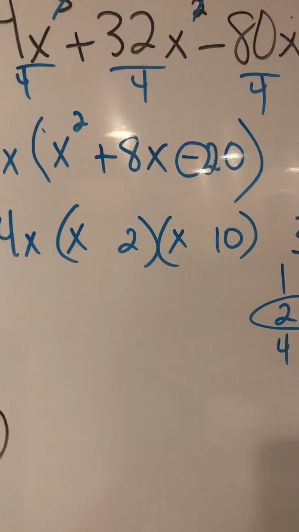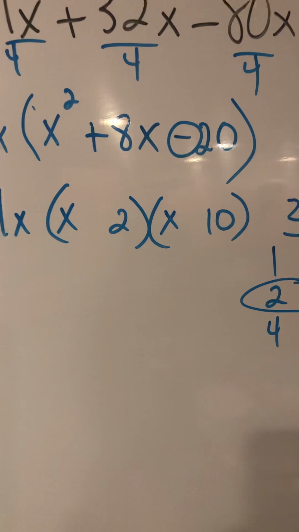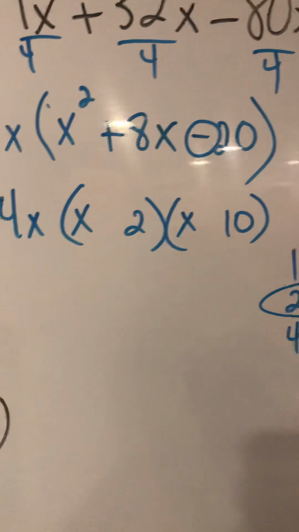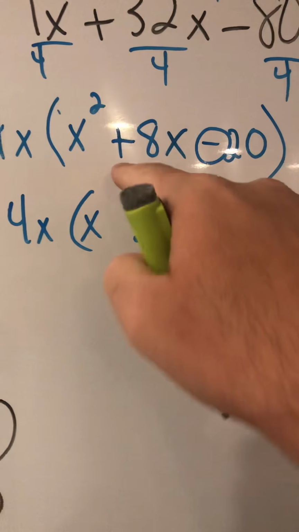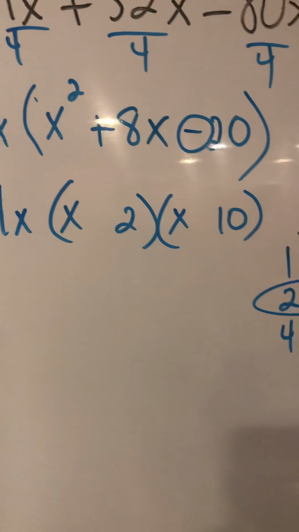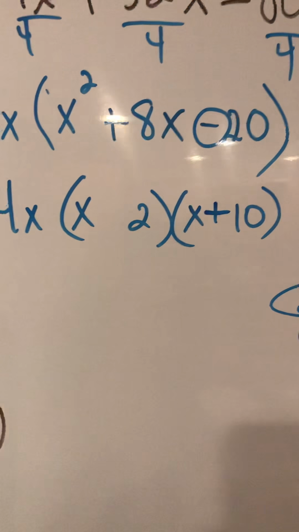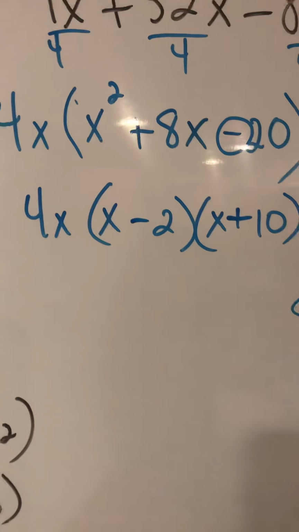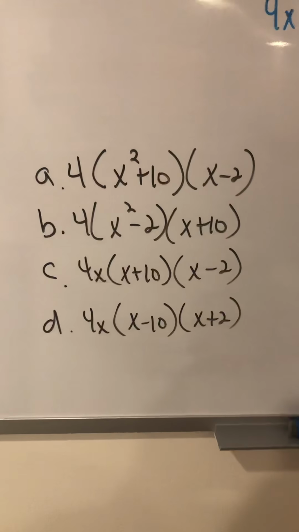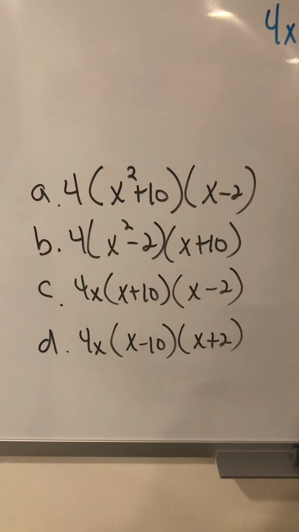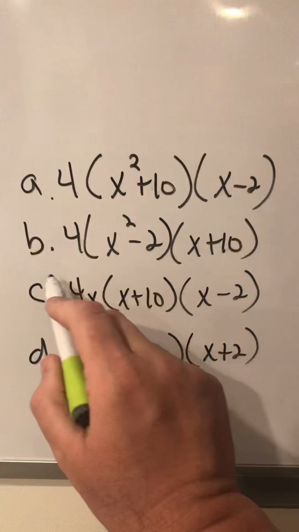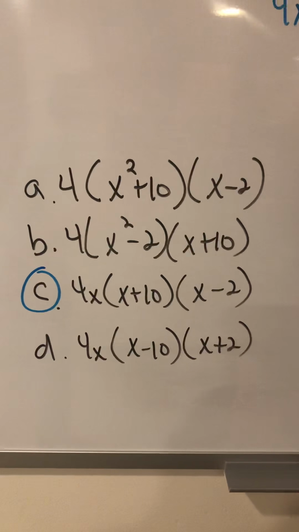The last sign is a minus, so the signs have to be different. If this were a plus sign, the signs would be the same. We would just take the sign of the middle term. But since it's a minus, the middle sign goes to the bigger number: plus, minus. So we go down here. Which one has 4x and x plus 10, x minus 2? That answer is C.